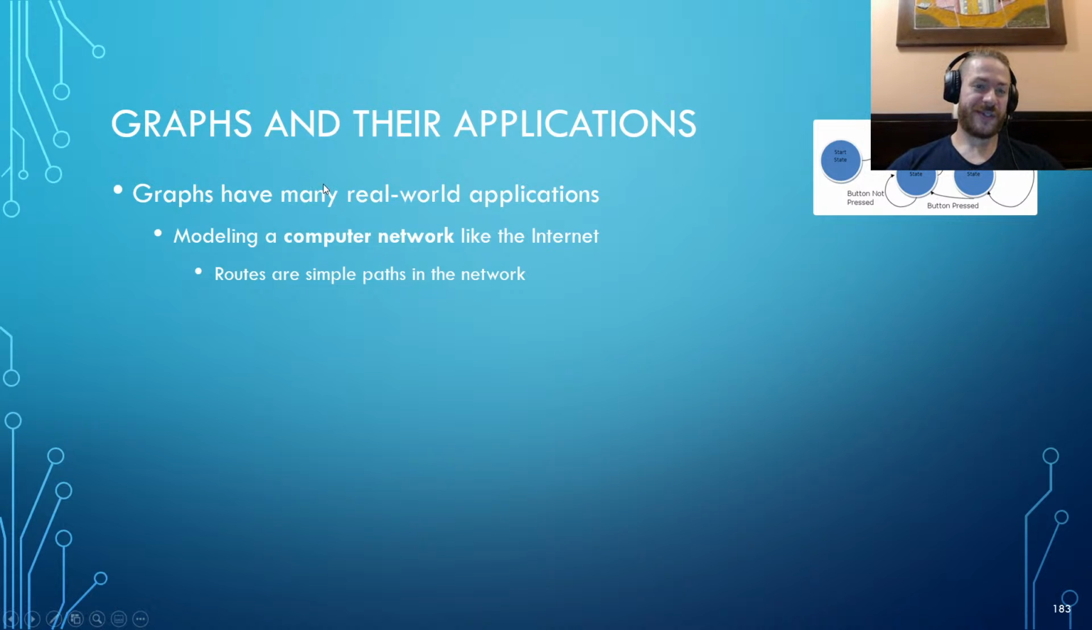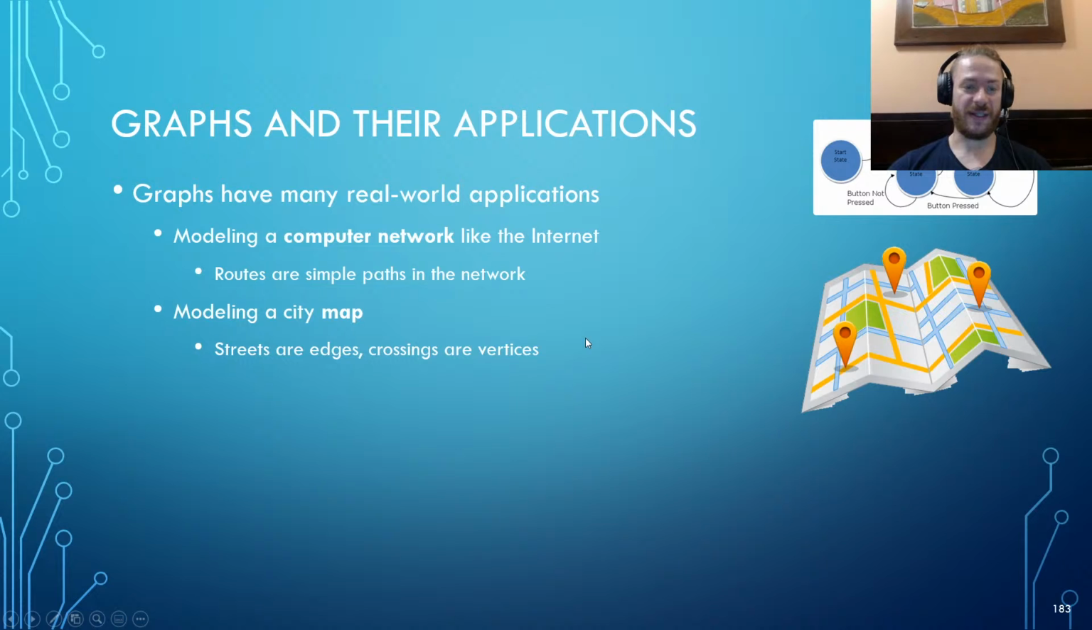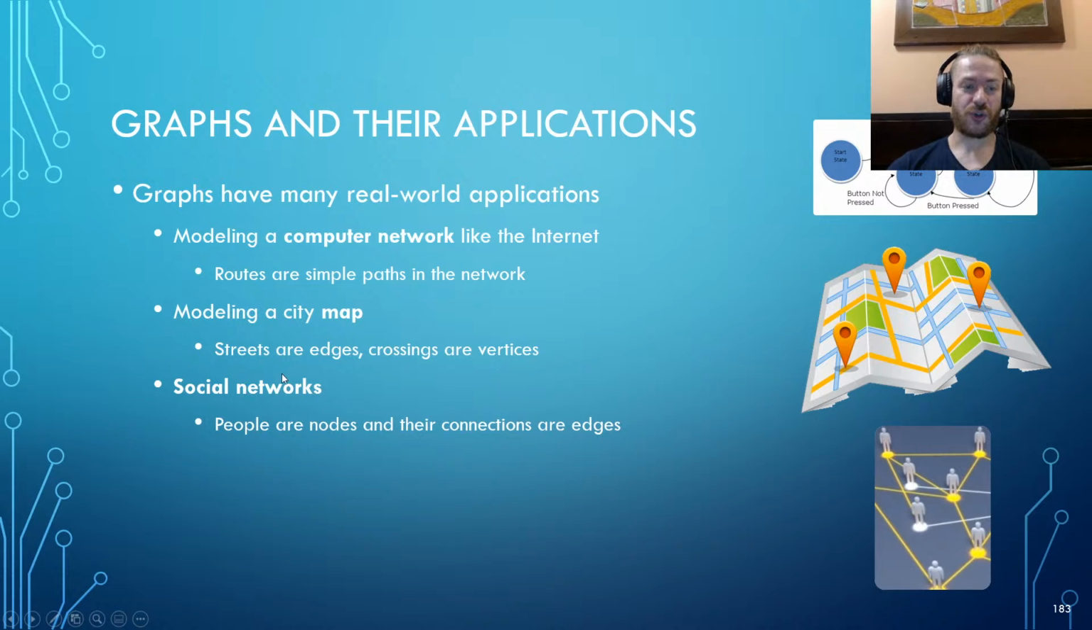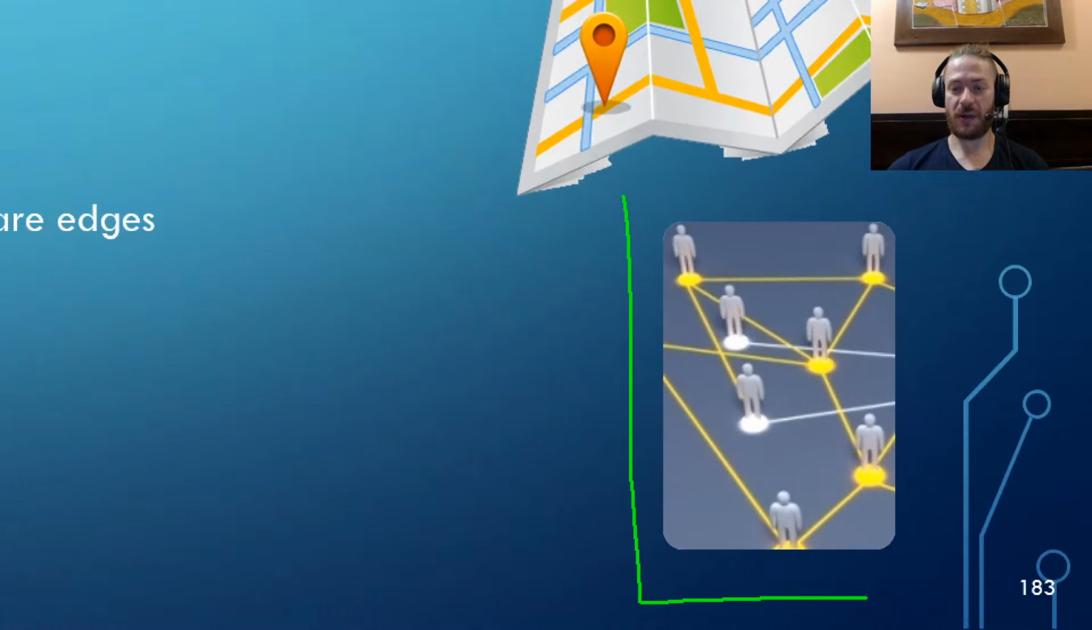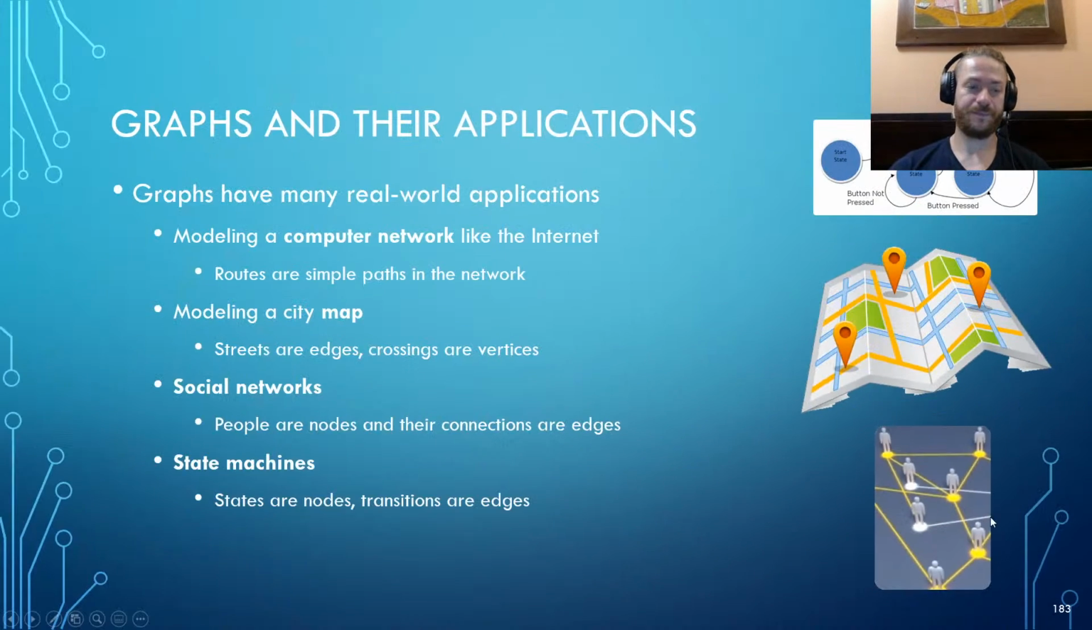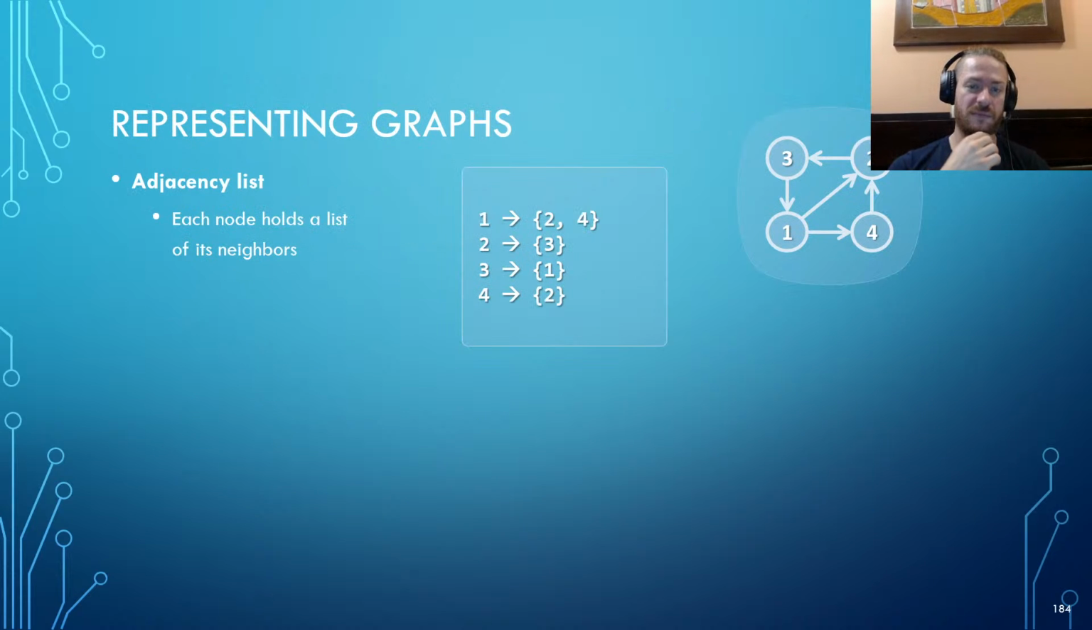Graphs have a lot of real-world applications. A computer network like the internet, for example, routes are simple paths in the network. City map, I already said that example. Streets are edges, crossings are vertices or nodes. Social networks, people are nodes and their connections are edges. Even the Facebook homepage contains a graph. State machines, states are nodes, transitions are edges. A lot of applications. For example, water pipes are a graph. You can think of a lot of real-world examples.